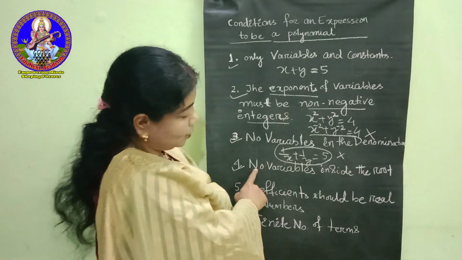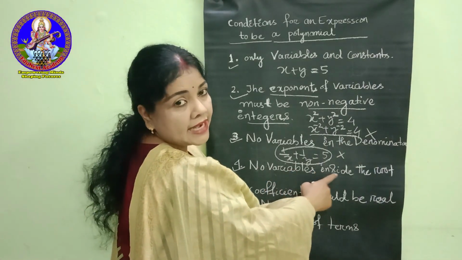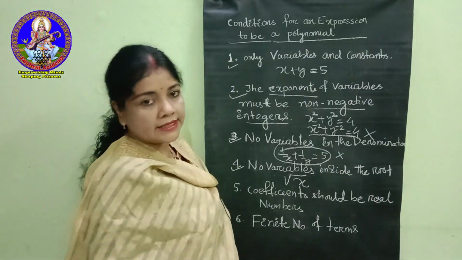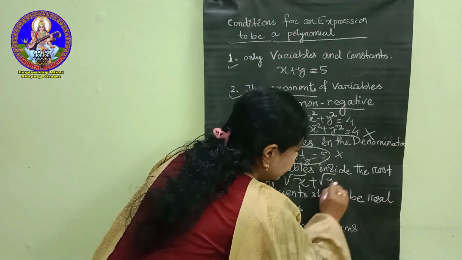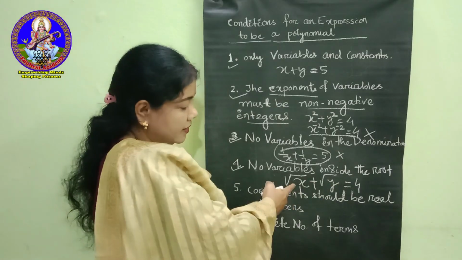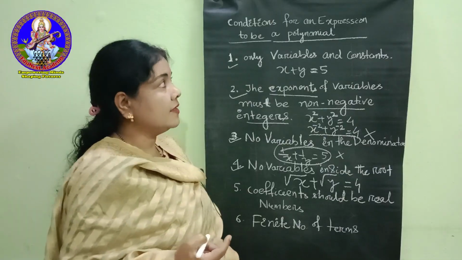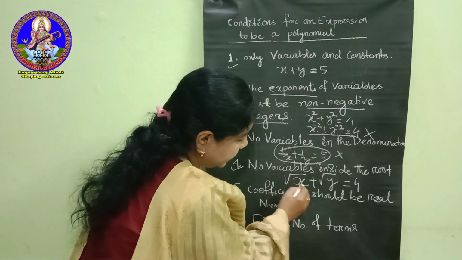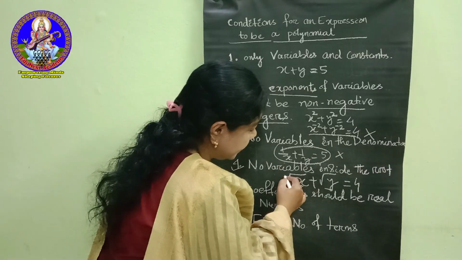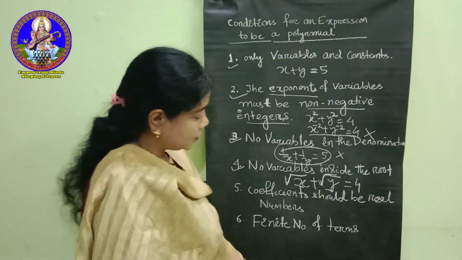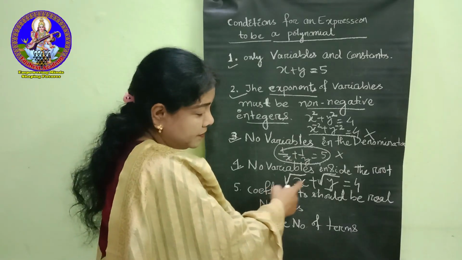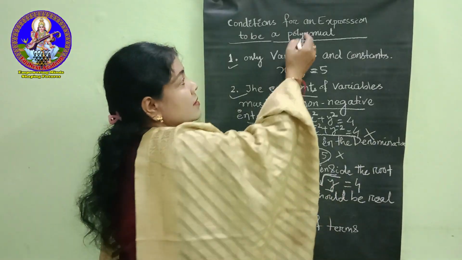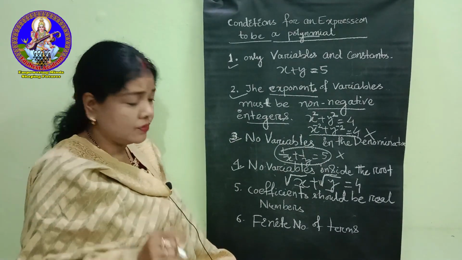Fourth condition is no variable should remain inside the root. If I write square root of x plus square root of y is equal to 4, this particular expression does not satisfy the condition for an expression to be a polynomial because the variables reside inside a square root. If you get this type of expression, you cannot say this expression comes under polynomial. So polynomial has some strict rules.